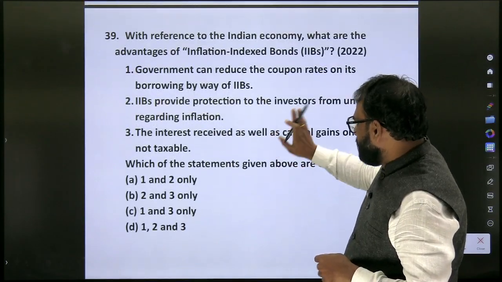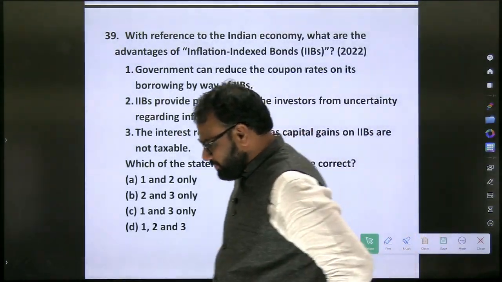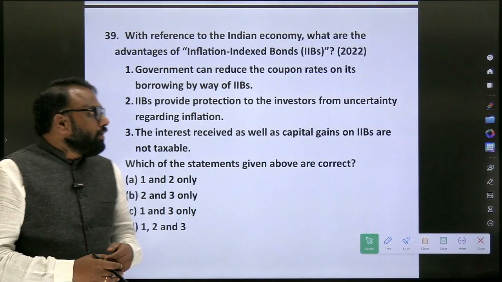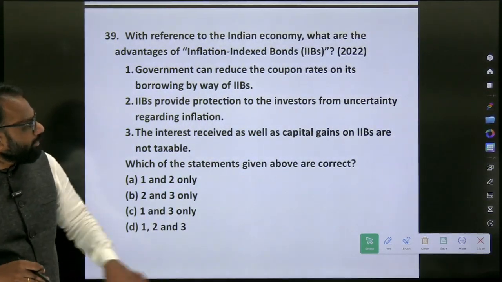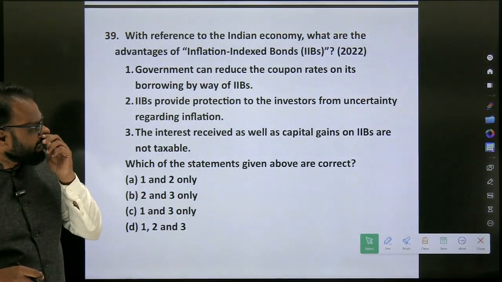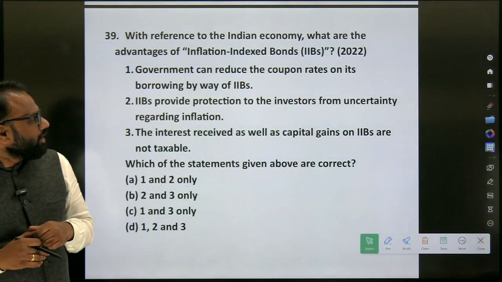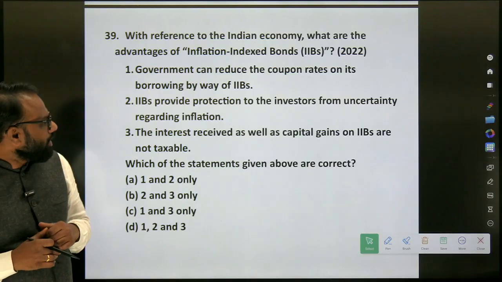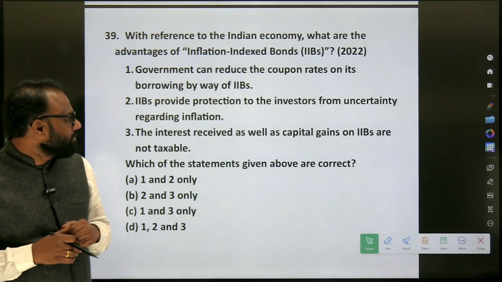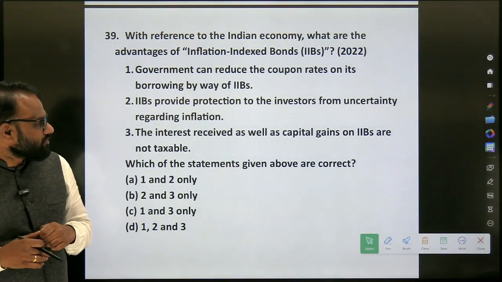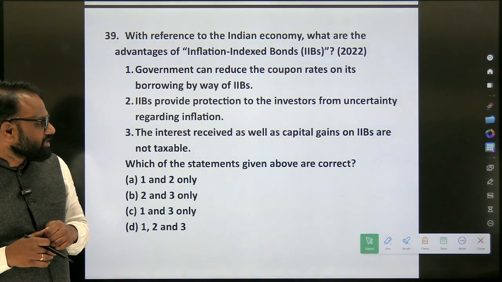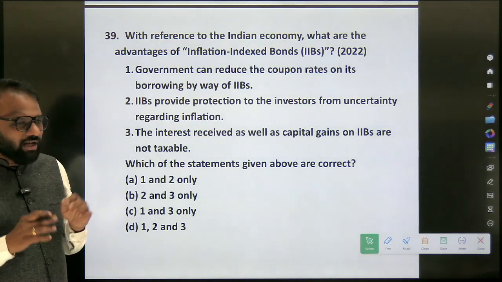So the last question we shall discuss, and after this we shall conclude. With reference to the Indian economy, what are the advantages of inflation indexed bonds? One, government can reduce the coupon rates on its borrowing by way of IIBs. Two, IIBs provide protection to investors from uncertainty regarding inflation. Three, the interest received as well as capital gains on IIBs are not taxable.